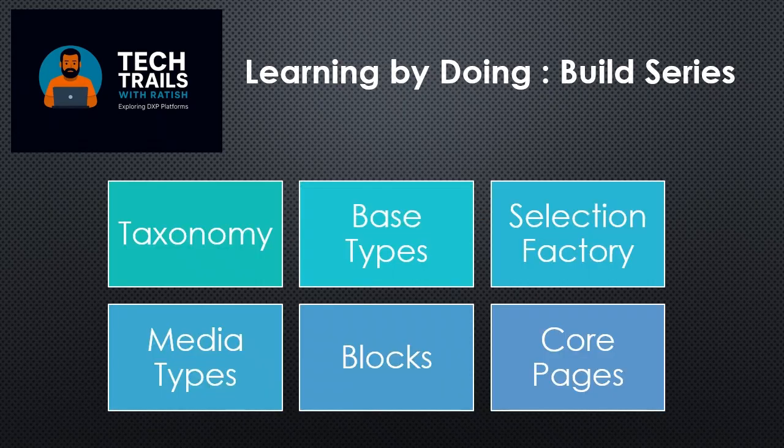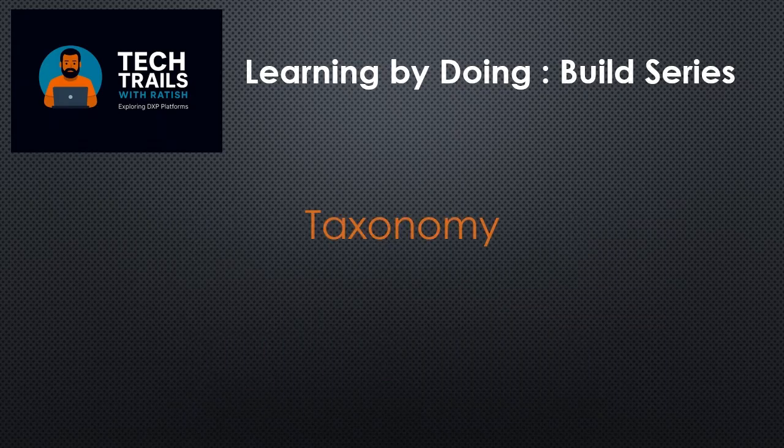So these are the 6 different types of models that we will try to create today. Right from taxonomy to base types and a selection factory, and then media types for recipe image and recipe videos, and then blocks and core pages. So let's start with taxonomy.